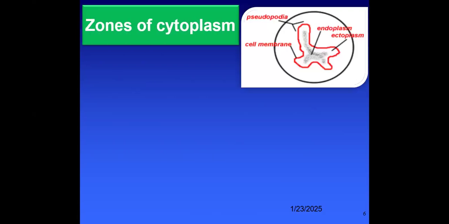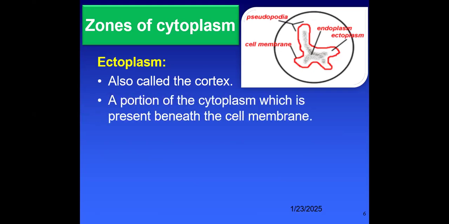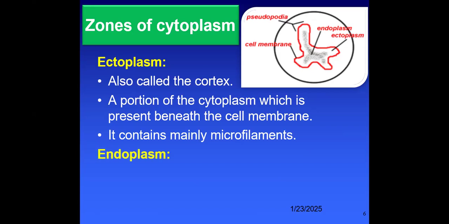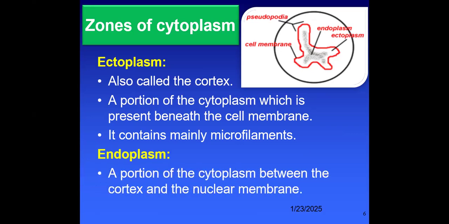Now, what are the zones of cytoplasm? There can be the ectoplasm and the endoplasm. The ectoplasm, which is also known as the cortex, is the portion of the cytoplasm which is present beneath the cell membrane. It contains mainly microfilaments. And the endoplasm is present between the cortex and the nuclear membrane. So we can say ectoplasm is the outside portion of the cytoplasm, and endoplasm is the inner portion of the cytoplasm.